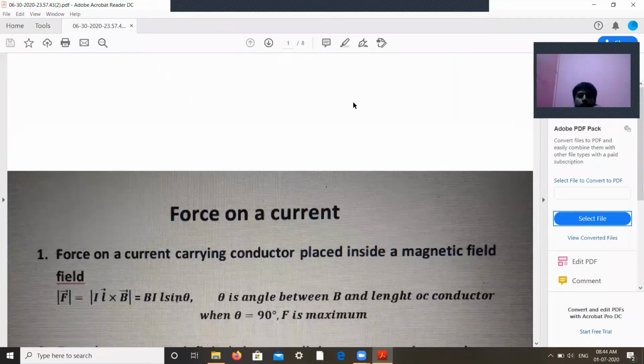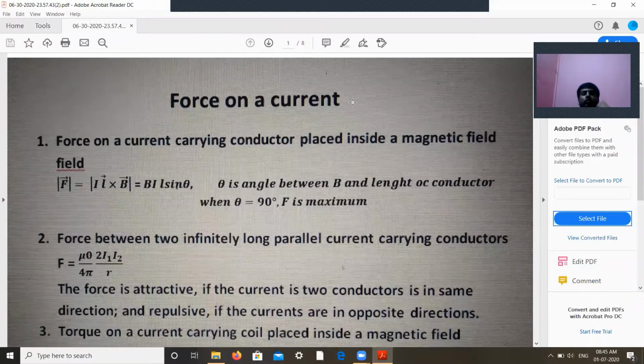Good morning, students. Today we are going to solve some numericals based on force on a current carrying wire. Before starting with the question, we have to go through these formulas. There are three formulas for which we are going to consider the questions from the exercise.